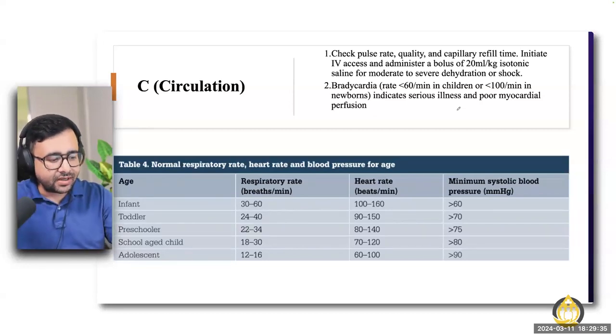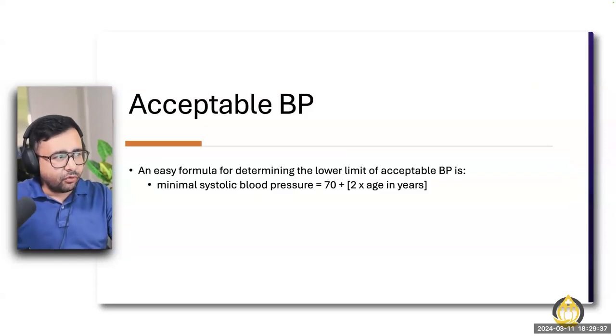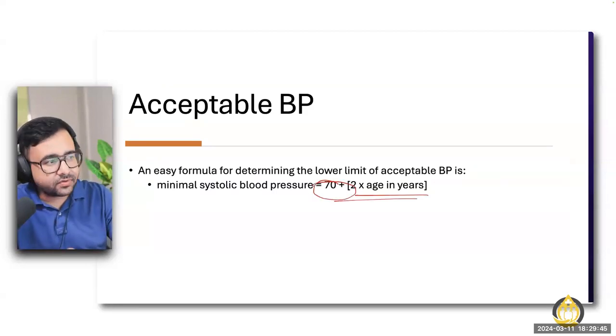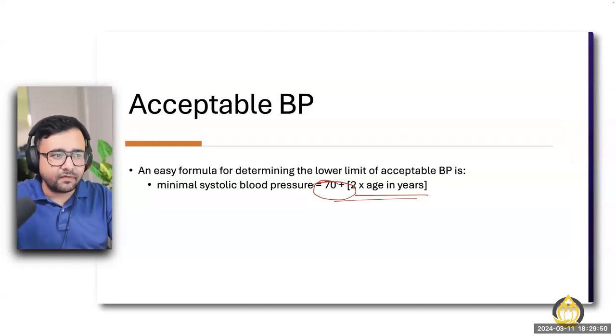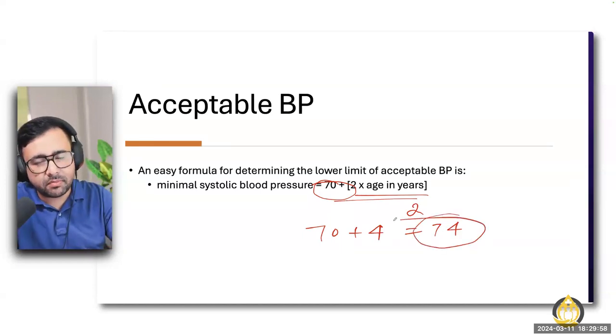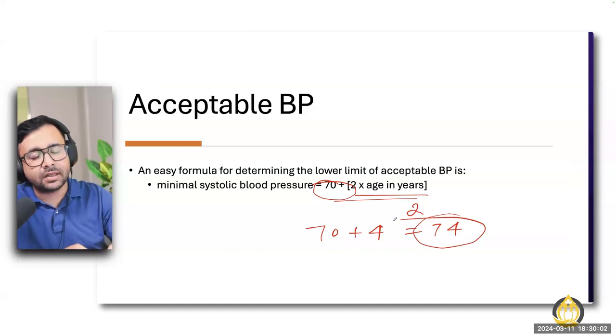The simple formula is like this. You add two times the age of the child to 70, and that is considered the acceptable minimum, the lower limit of the acceptable systolic blood pressure. So if I have a child who is 2 years old, it will be 74. So for me, 74 is the minimum acceptable systolic blood pressure for this child. Anything below this, I'll consider inadequate perfusion.